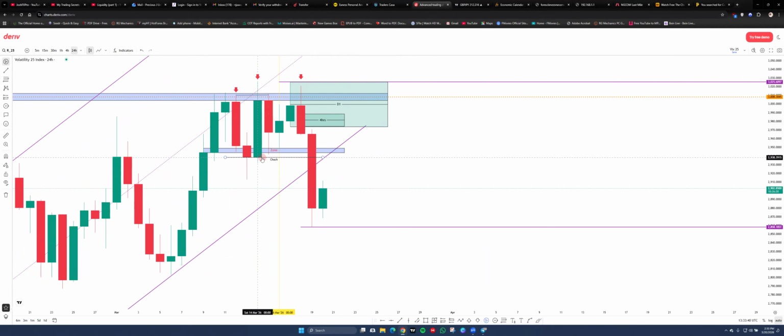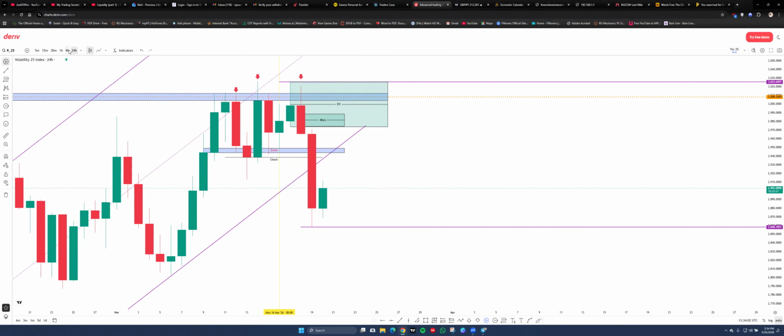The reason why this is a change of character is that it's a low that created a high. If you look, let me delete this, this high of the candle was higher than this high of the candle. So it created another high, like a higher high, right? So that is why we have this here as our change of character.